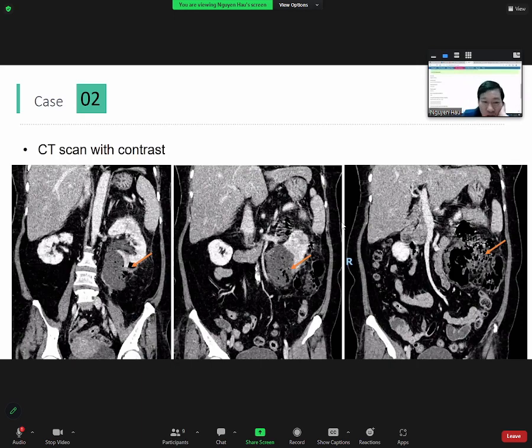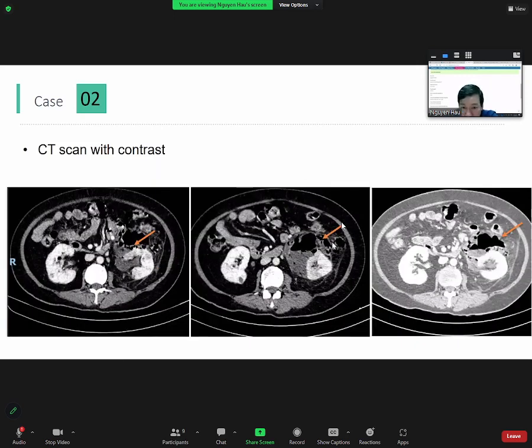CT with contrast. We can see a big structure below the left kidney. With contrast, we can see any blood cell and any vessel. Okay, and Dr. Han will show you some information about this case on the CT scan.